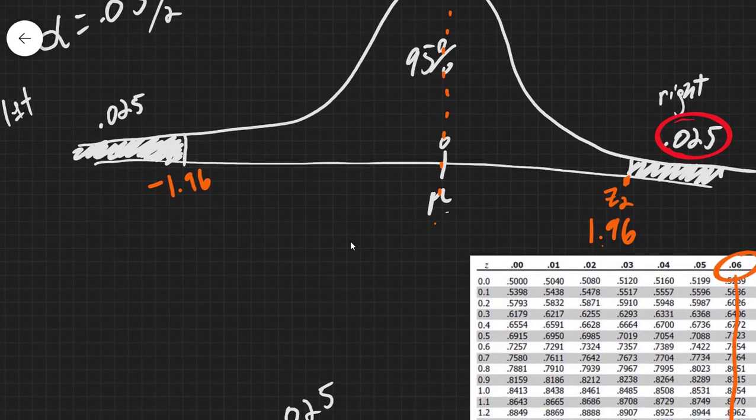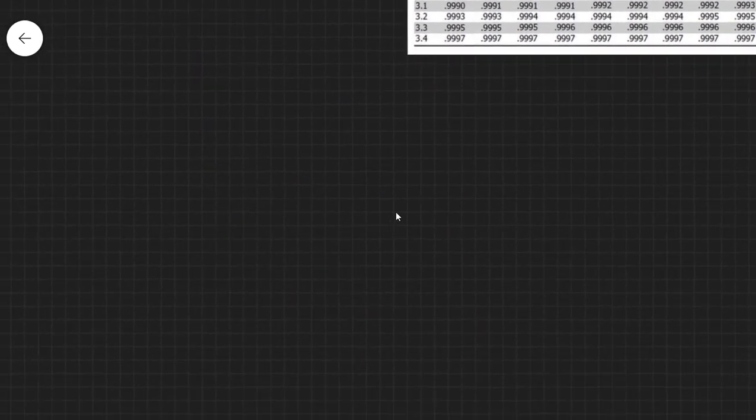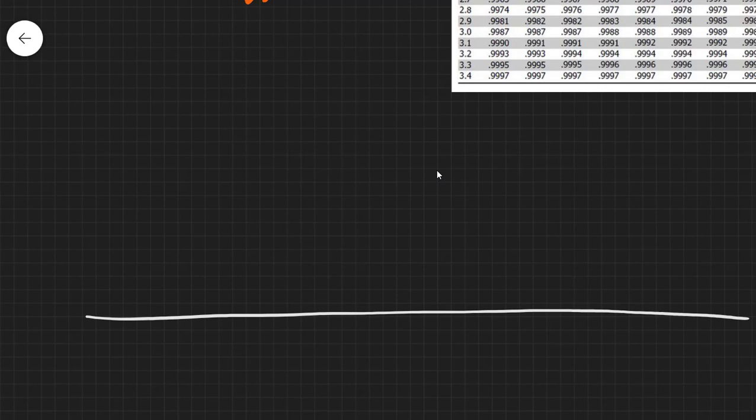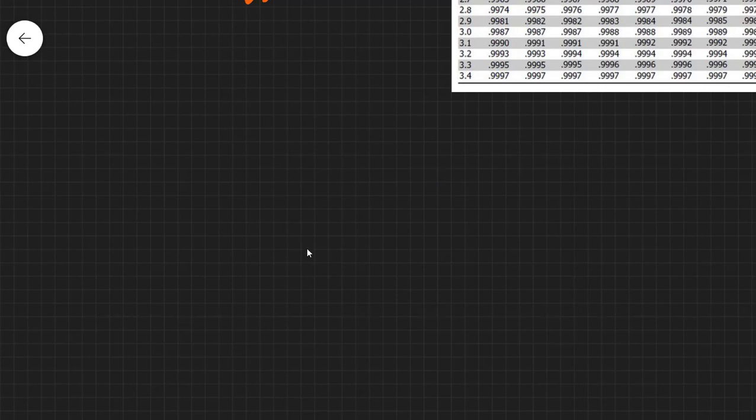All right, let's redraw this curve. Let me get a little bit more space here.